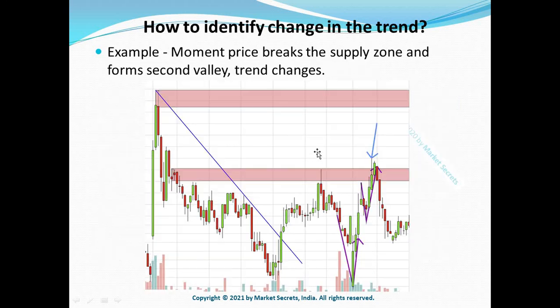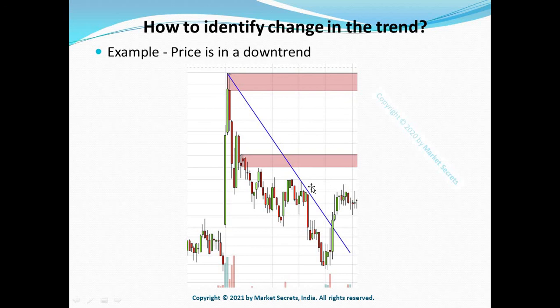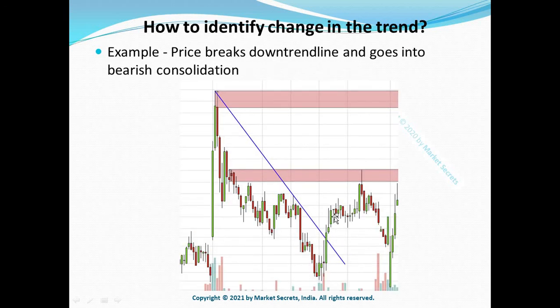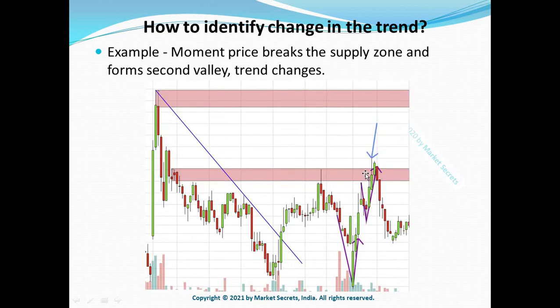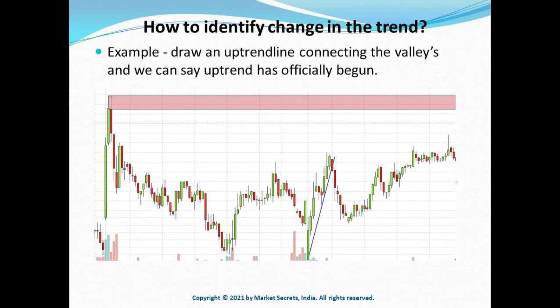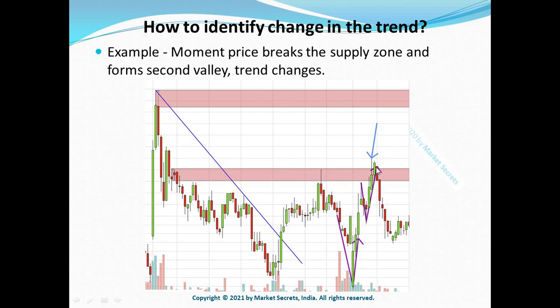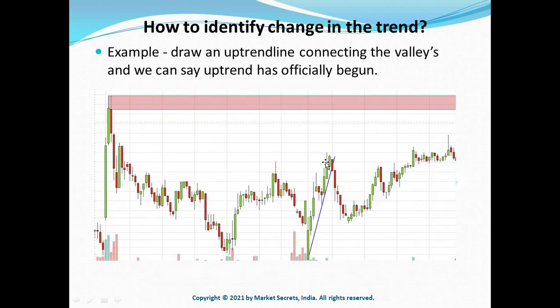We were initially in a downtrend and price breaks the downtrend and enters into bearish consolidation, and then it breaks the supply zone and also prints two valleys, thereby enabling us to form an uptrend line, and we are now officially in an uptrend. And that marks the beginning of the uptrend, even though it didn't last for too long. So this is how a trend changes. It will keep on changing. This is how it will be, the moment you draw it, it might even break.